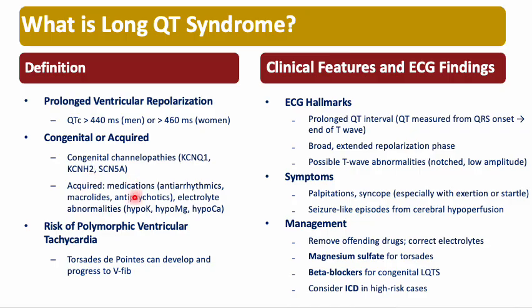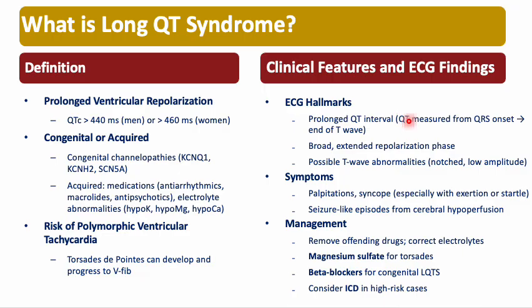Acquired is normally due to medications like anti-arrhythmics, macrolides, which are antibiotics, and antipsychotics, but also electrolyte abnormalities. You'll see this probably with patients that may have hypokalemia, hypomagnesemia, or hypocalcemia. You worry about the risk of this going into a polymorphic ventricular tachycardia, which is basically torsades. This can quickly develop to VFib, which can be catastrophic.